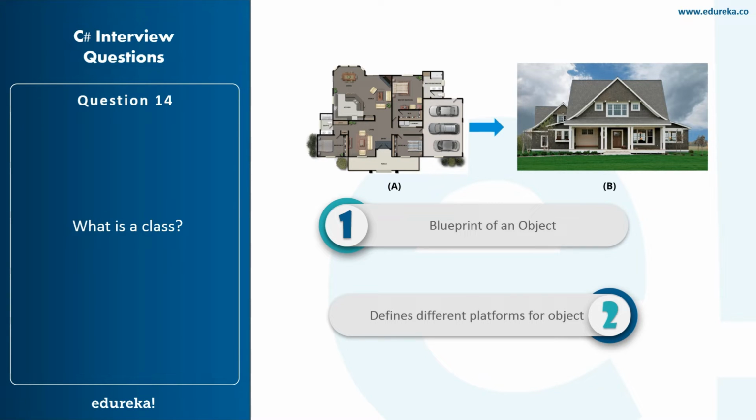So part A of this picture is basically the blueprint of a house. The picture in B is the object, which shows how a house should look like. So this blueprint part is called the class. A class also enables you to create your own custom types by clubbing together different variables of different types, methods, and events. In C#, a class is defined by the class keyword.